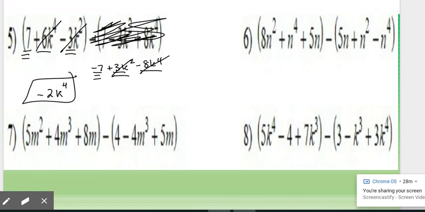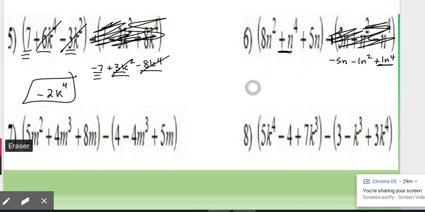Okay, again, distribute the -1. So it's going to be -5n, -1n squared, positive 1n to the fourth. And these are basically gone. And we start organizing here. 1n to the fourth plus 1n to the fourth is 2. There's 2n to the fourth.